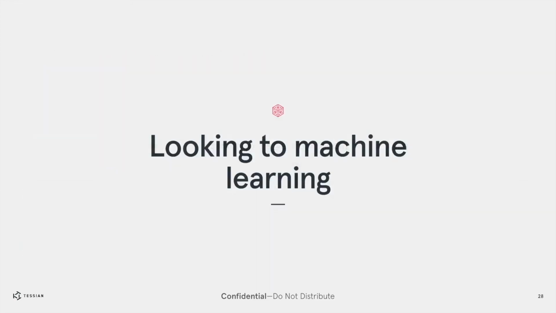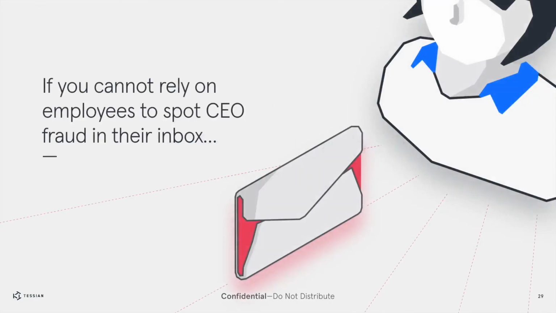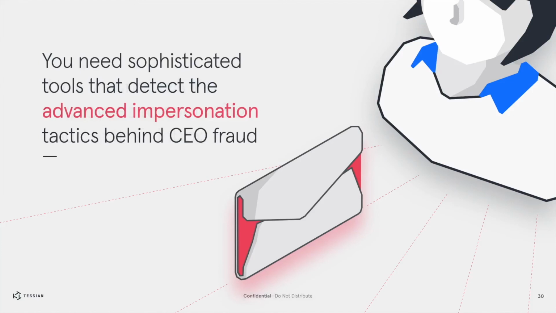In contrast, we'll now look at machine learning and how effective it is in protecting against these attacks. Attackers can be incredibly subtle in crafting their messages to bypass legacy systems, and it is unreasonable to expect busy employees to identify potentially threatening aspects of an email straight away. So that's where our machine learning platform comes into play. You need sophisticated tools that detect the advanced impersonations behind CEO fraud.